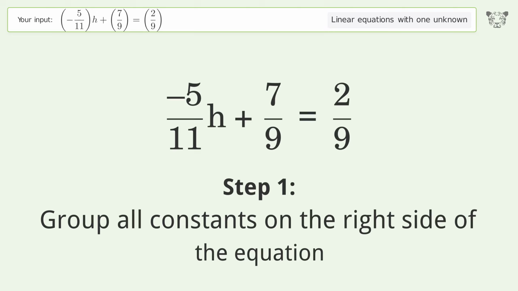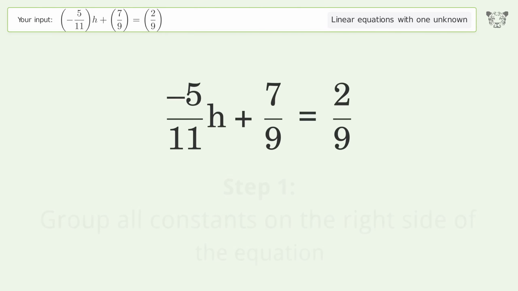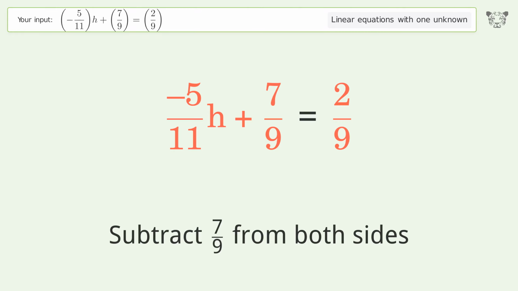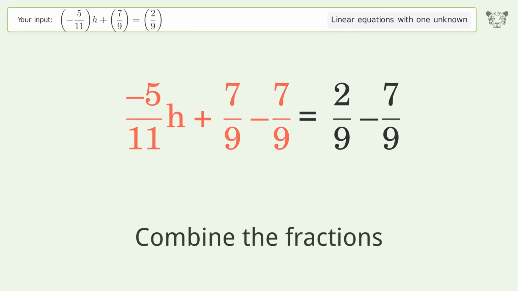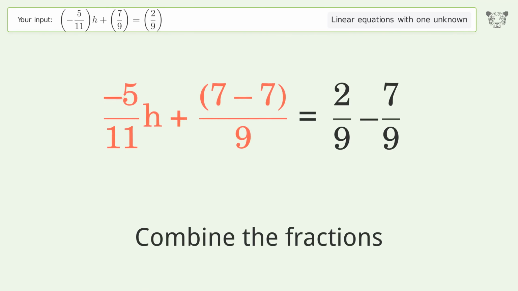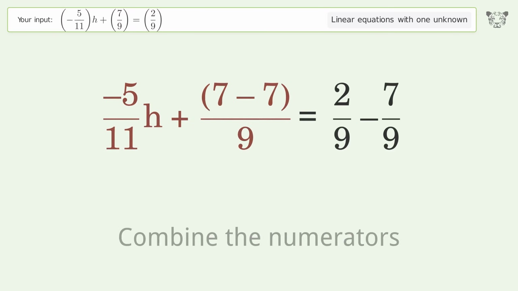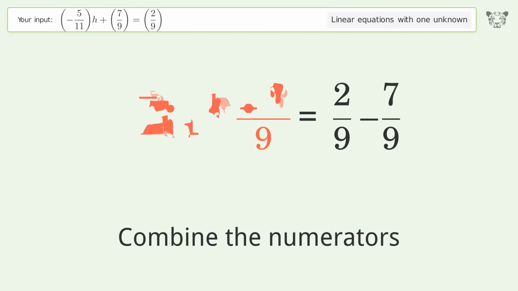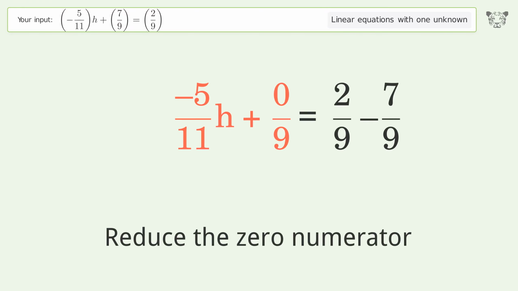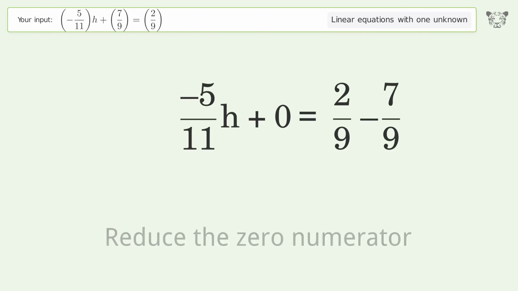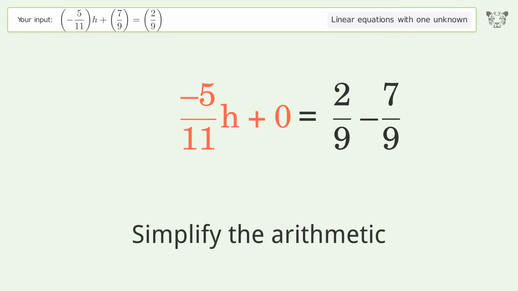Group all constants on the right side of the equation. Subtract 7 over 9 from both sides. Combine the fractions. Combine the numerators. Reduce the zero numerator. Simplify the arithmetic.